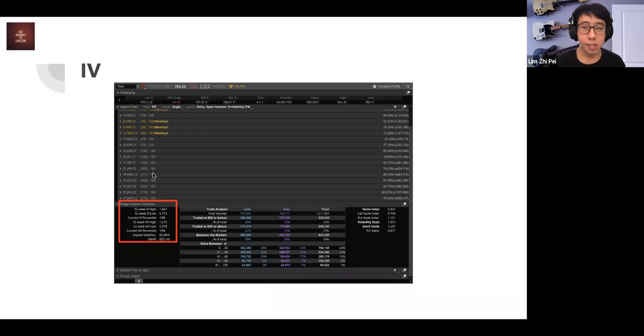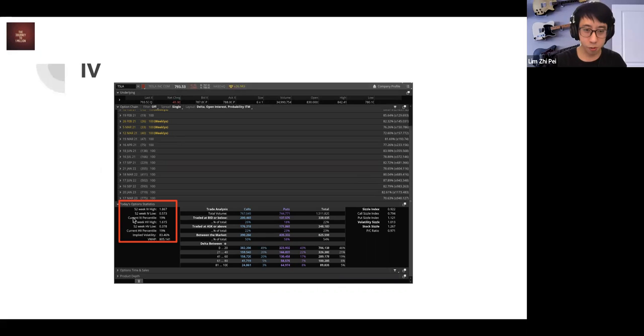And the next thing I want to talk about is this. There is a small section you can open up. It's called today's option statistics. So you can also see on your left side the current IV percentile.